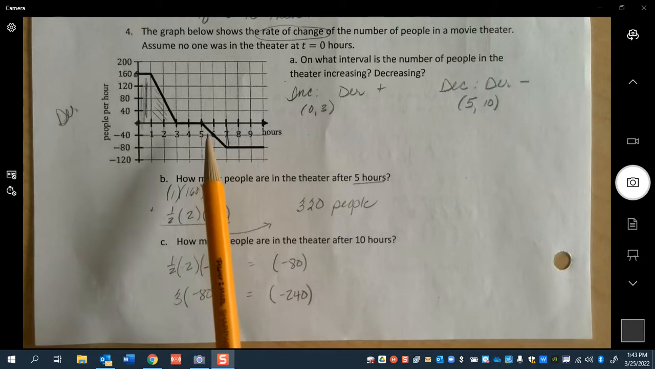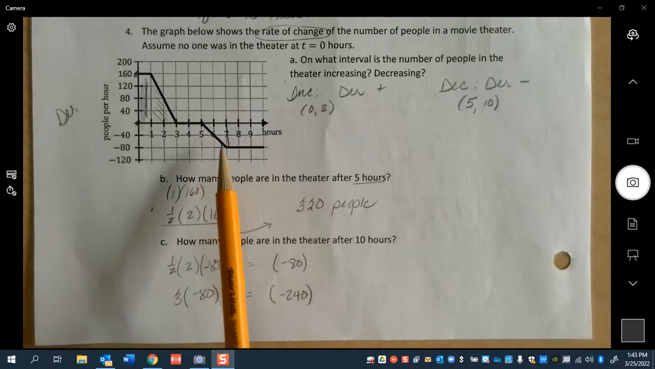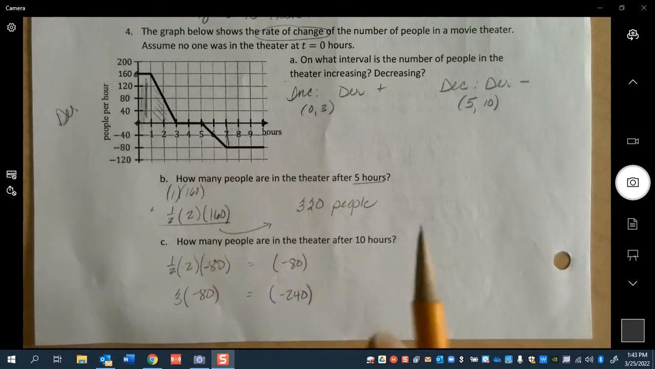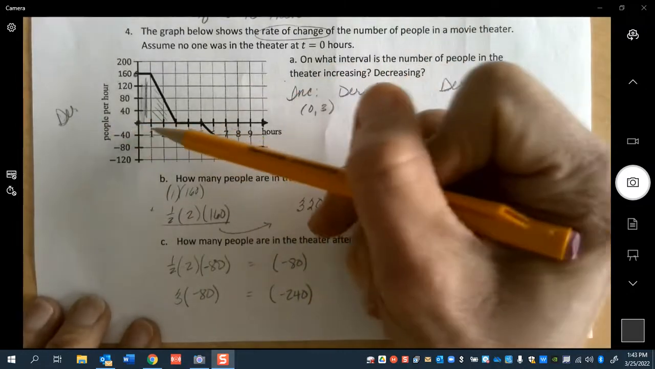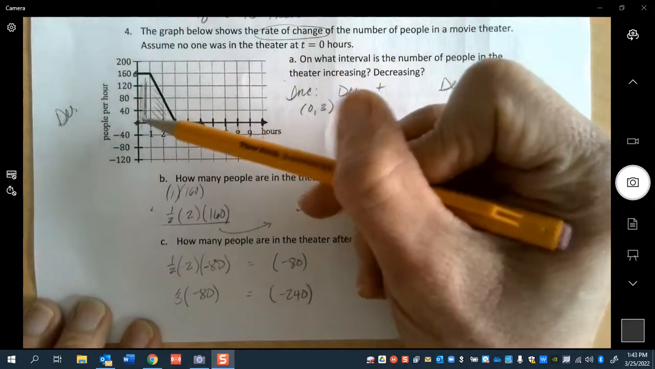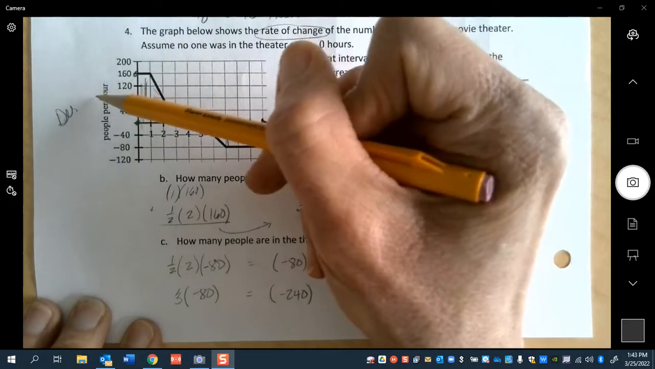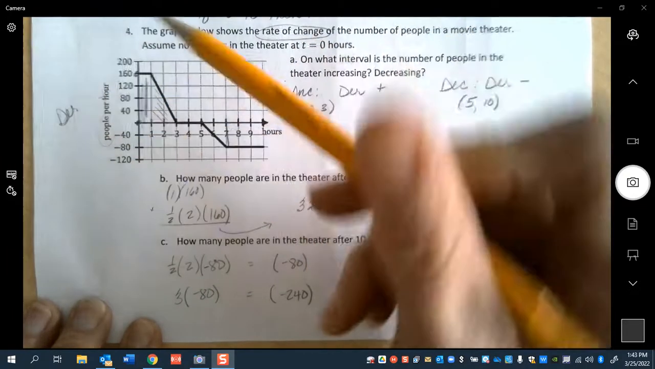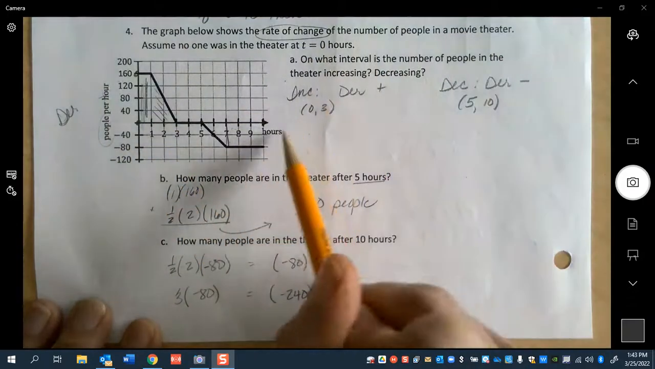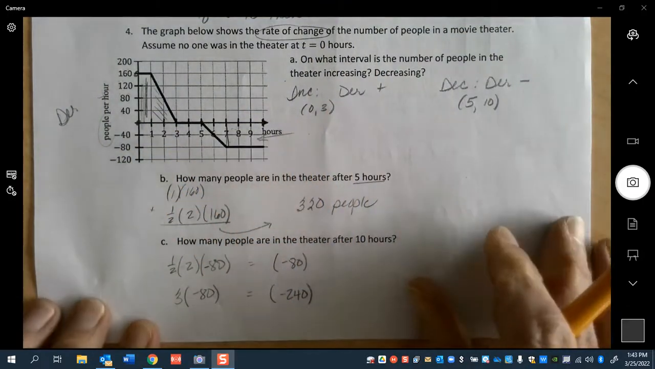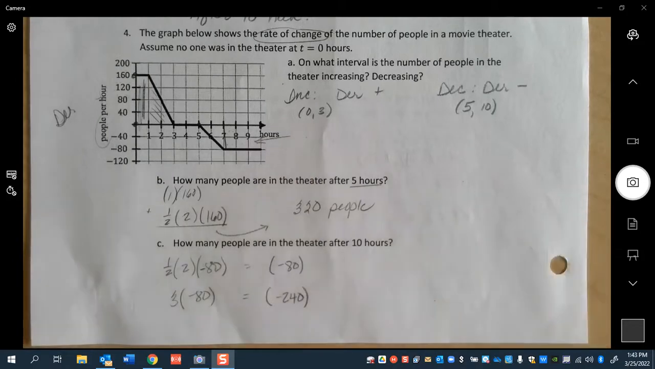Now what we're talking about here is when people start to leave. So this is people per hour, this is hours. So when I multiply these units together, people per hour times hour, my hours cancel out, and what ends up happening underneath my curve represents people. If it's below the x-axis, it's negative. People are going home. People are leaving.